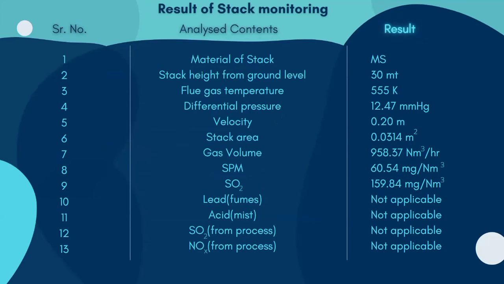Here we can see the result of stack monitoring. Material of stack is MS, stack height from ground level is 30 meters. Temperature of flue gas is 555 Kelvin, and other specifications are written over here, like differential pressure, velocity, stack area, gas volume, SPM, SO2, fumes, mist, and SO2 and NOx. Next one.